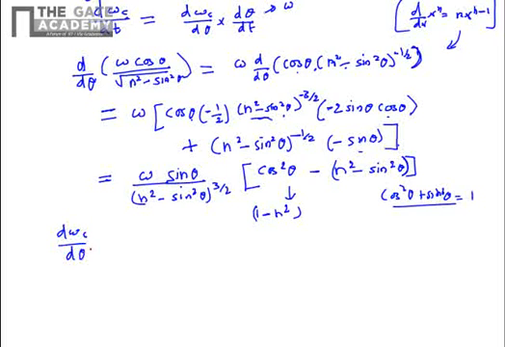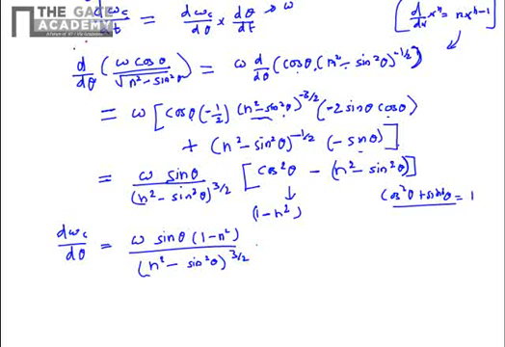So d omega c by d theta will be equal to omega sin theta times 1 minus n square divided by n square minus sin square theta whole to the power 3 by 2.